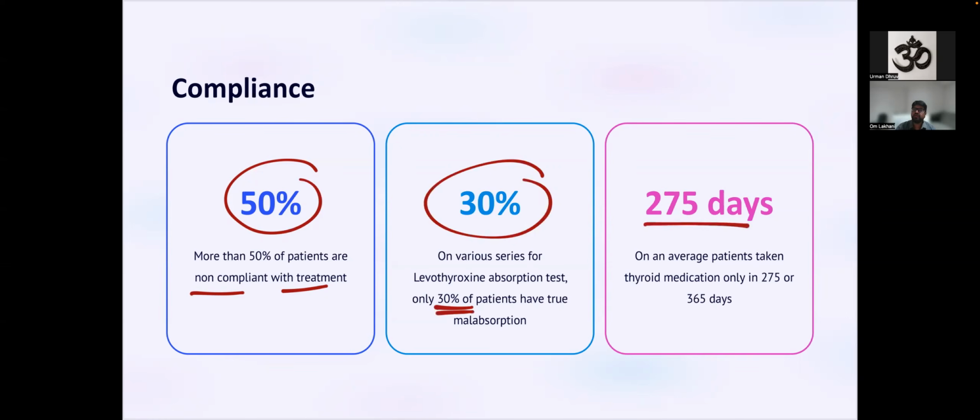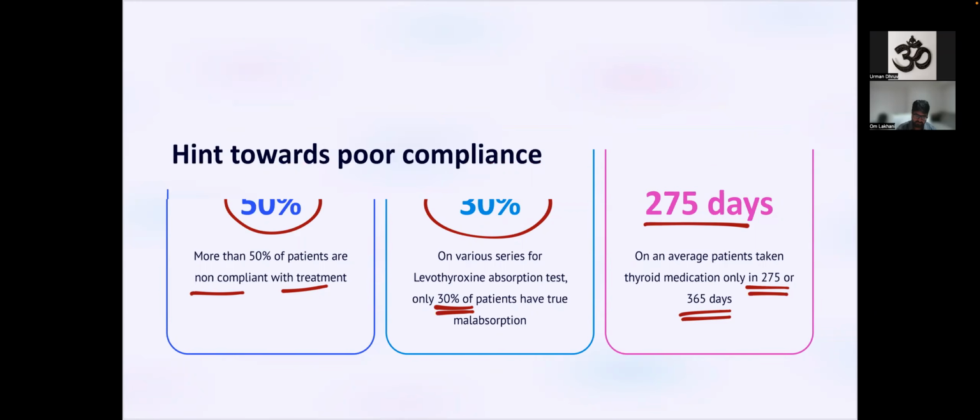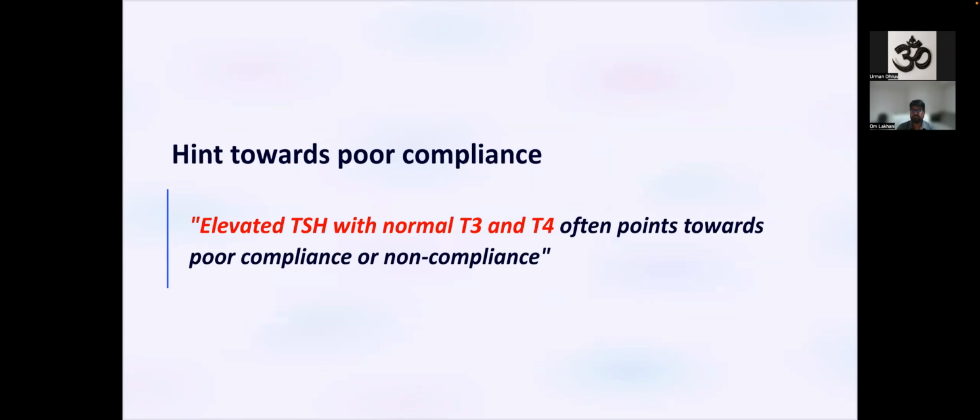And studies have shown that out of 365 days, a patient typically takes the medicine on only 275 days on average. So with levothyroxine medication, the patient only takes it 275 days on average, right? This is the reality which you see with regards to clinical data as far as compliance is concerned. So compliance is often the most common reason for refractory hypothyroidism. How do you get a hint towards poor compliance?